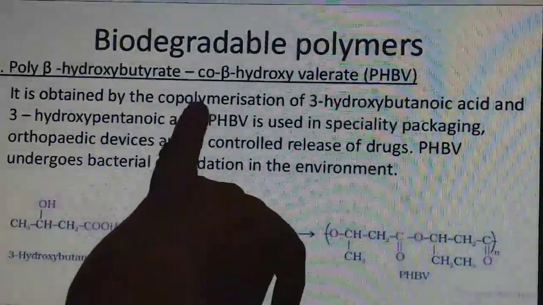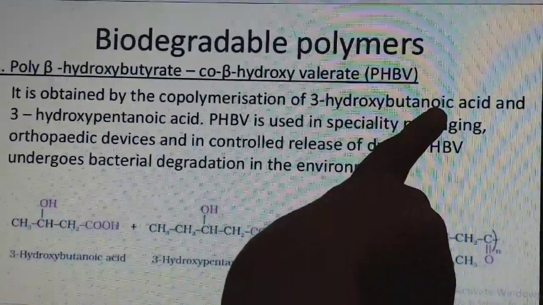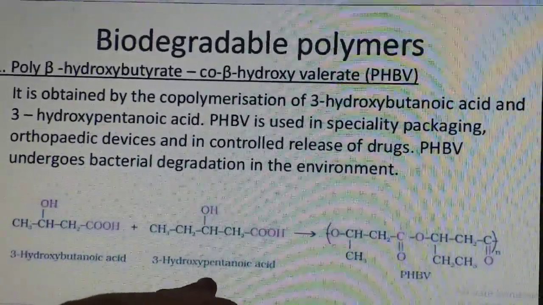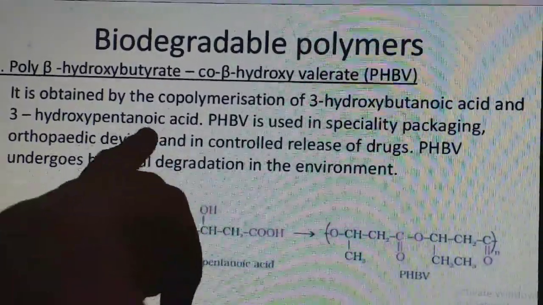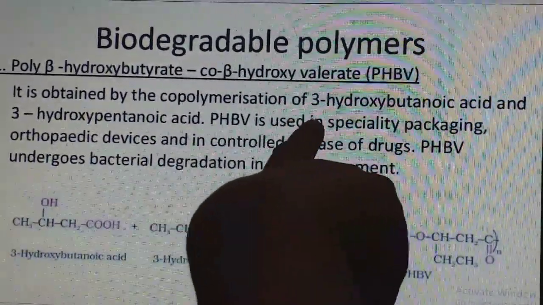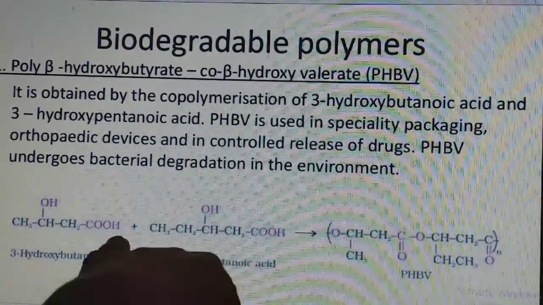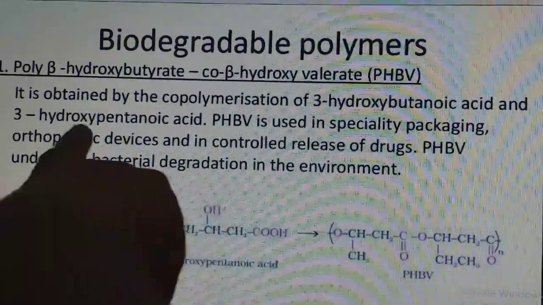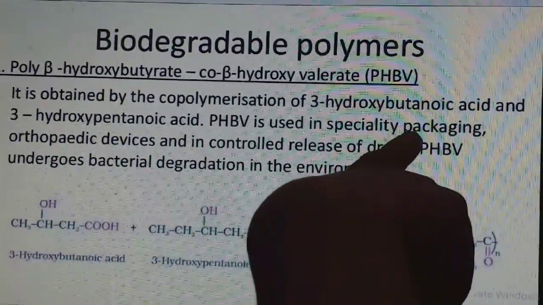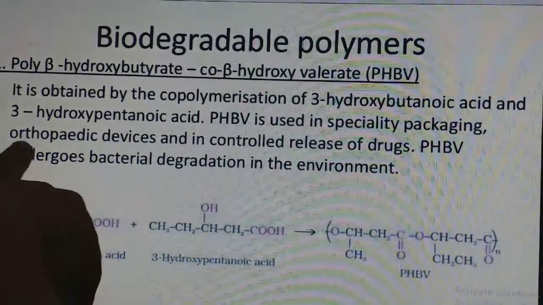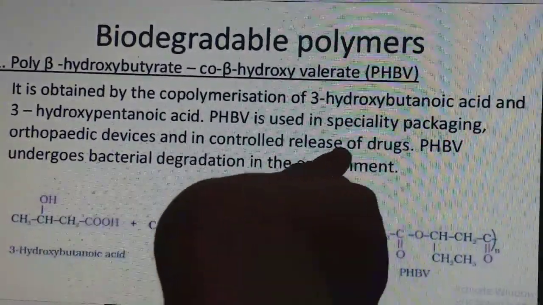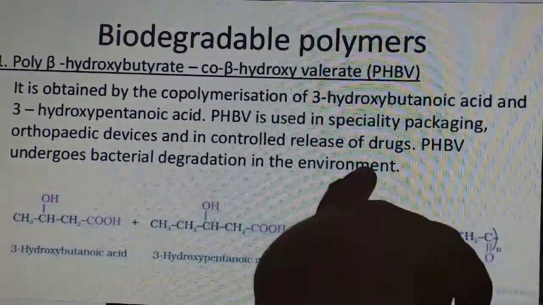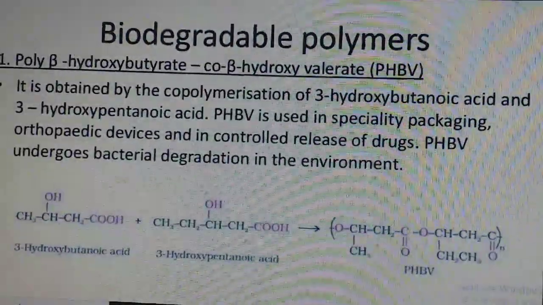So it is obtained by the copolymerization of 3-hydroxybutanoic acid and 3-hydroxypentanoic acid. Valeric acid means pentanoic acid, and it actually undergoes condensation. It is a copolymerization and you get PHBV, and it is used in specialty packaging, orthopedic devices and in controlled release of drugs. It undergoes bacterial degradation in the environment. That's why it is called biodegradable polymer.